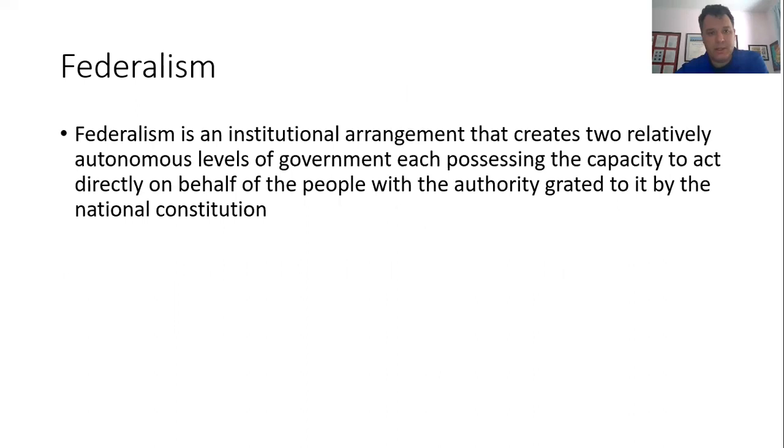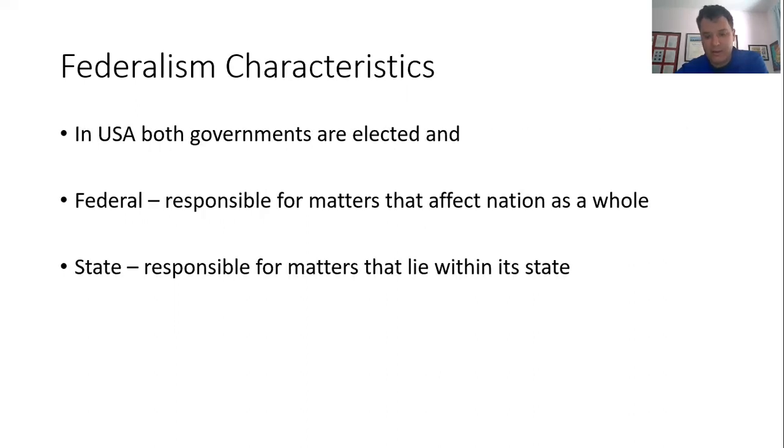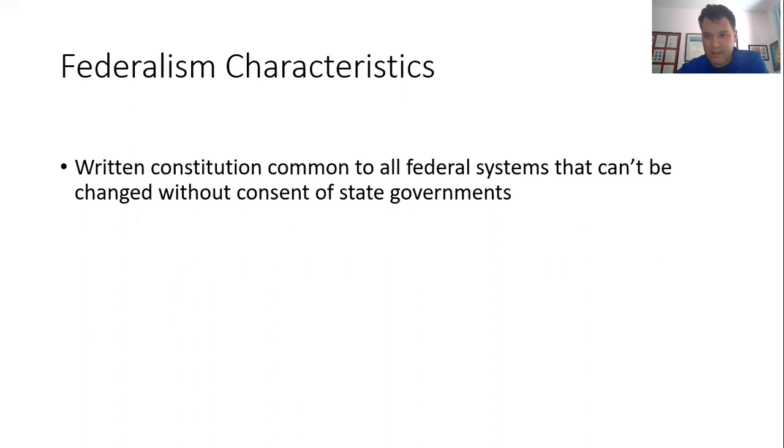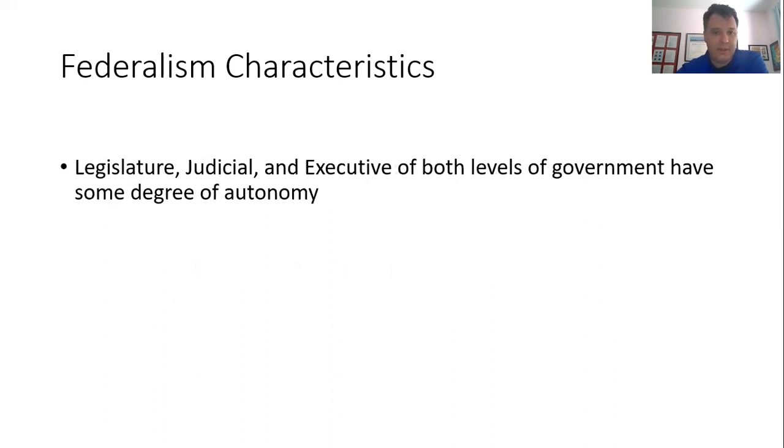Okay, so one of the characteristics is that the federal and state governments work together. Another characteristic of federalism, at least in the United States, is that we have a written constitution, and that constitution can't be changed without the consent of the states. And so the federal government can't get more power via the constitution without the consent of the states agreeing to this. There's legislative, judicial, and executive branches of government, and they all have some degree of autonomy, I guess.